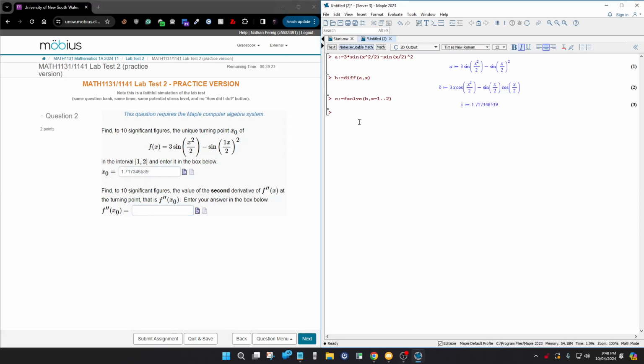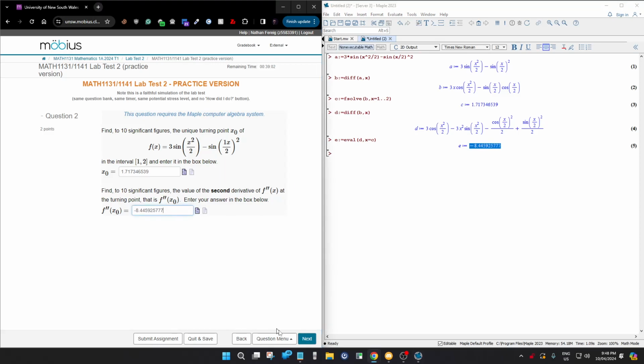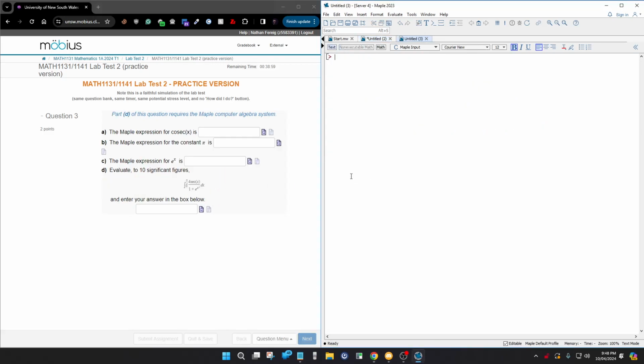And we got the second derivative. If we can type D dash equals diff B with respect to x, and then E equals eval D with x equaling C. Beautiful. First question done in about a minute. That's not too bad for pace.